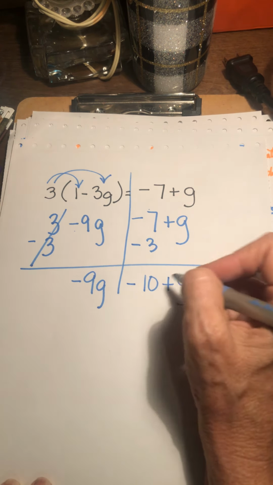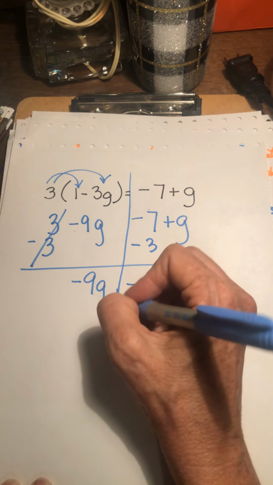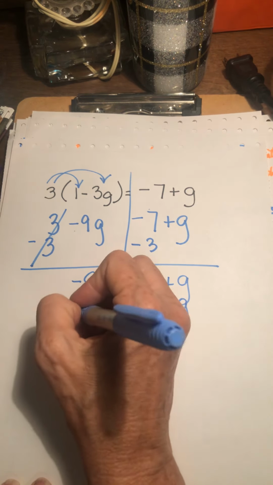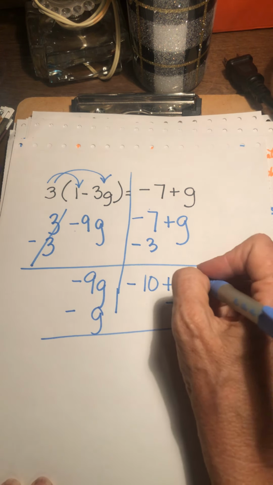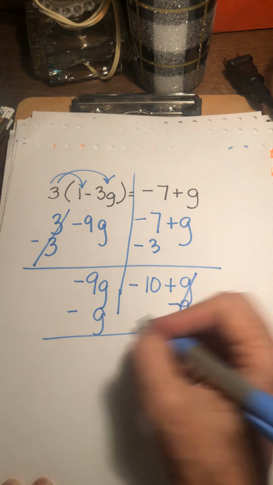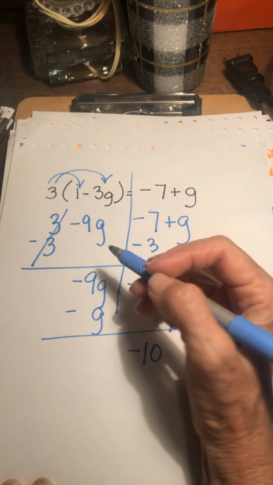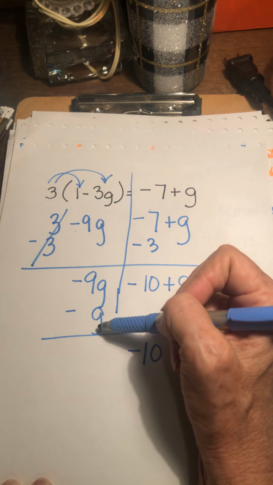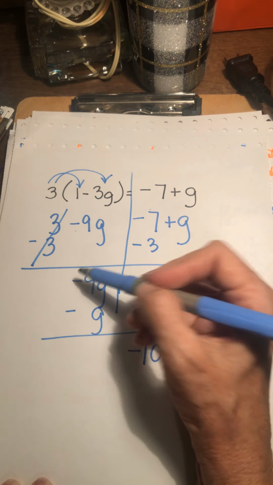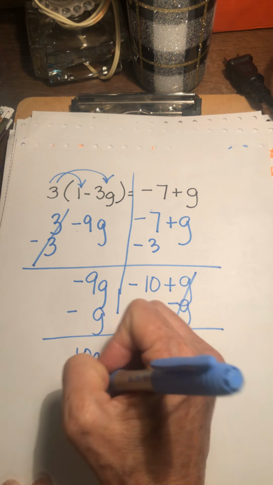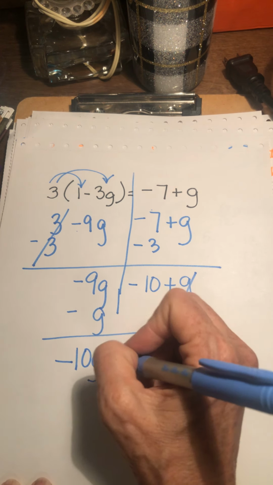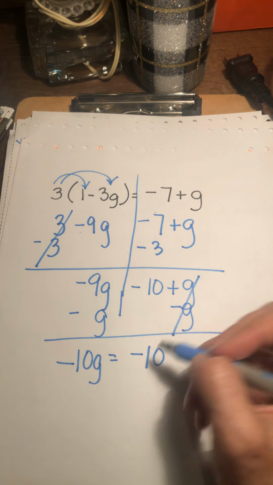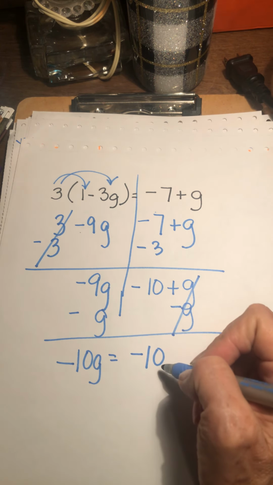All right, now I need to get the G on this side. So I do its opposite. It's a negative G right now. So I subtract a G over here. This goes away. I have a negative 10. And so here I owe you $9 and then I owe you 1 more. Or the signs are the same, so add and keep the sign. Okay, so right now I have a negative 10G equals a negative 10.